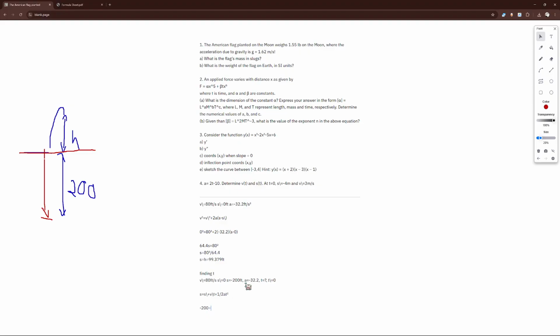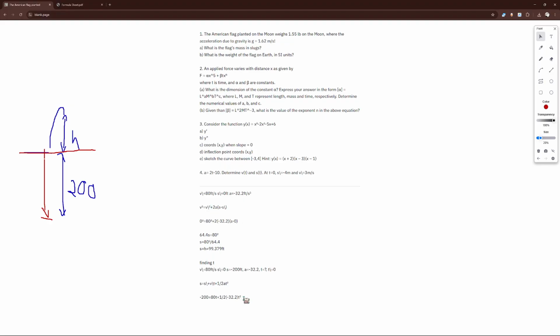We have negative 200 is equal to, I'm not going to write out a 0, but there is a 0 here, V naught is 80 T plus a half, negative 32.2 T squared. I forgot to write the T here, 80T. So this is a quadratic equation, actually. Let me rewrite it. We'll bring over the negative. Half of 32.2 is 16.1. So we have 16.1 T squared minus 80T minus 200 equals 0.